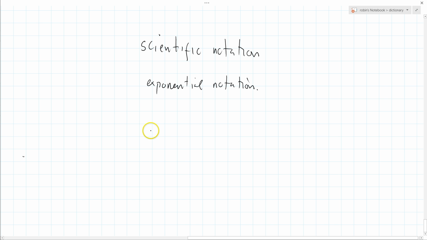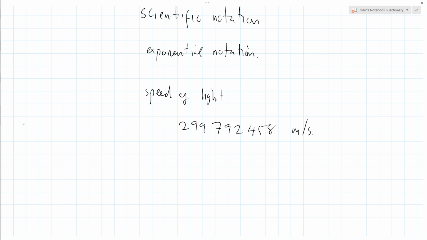So let me just give you an example. If I talk about the speed of light, and that is 299,792,458 meters per second. That's the speed of light. Incidentally, it's an exact value, it's not an approximation.